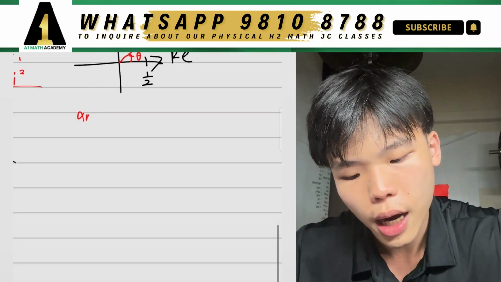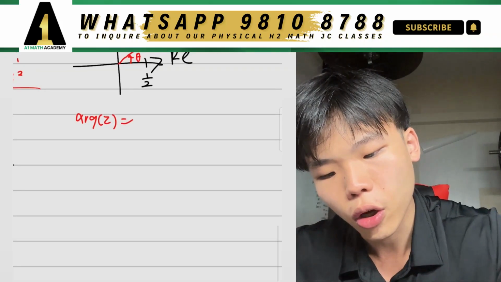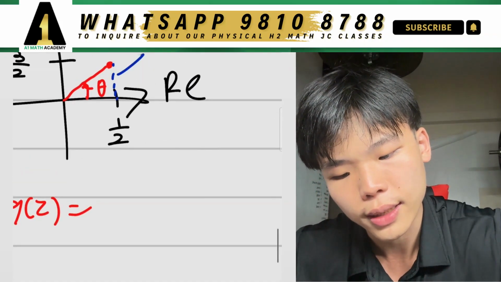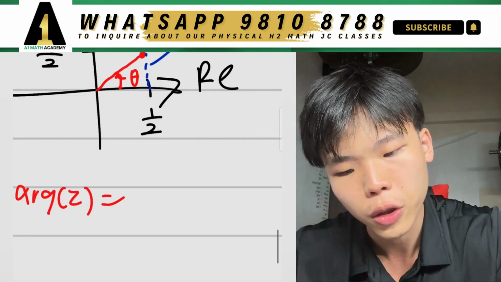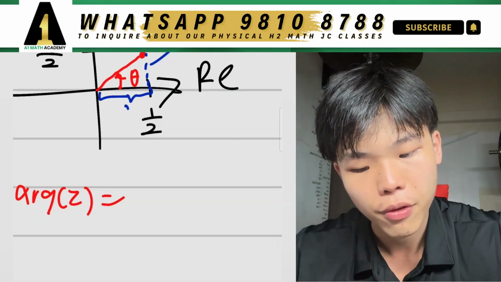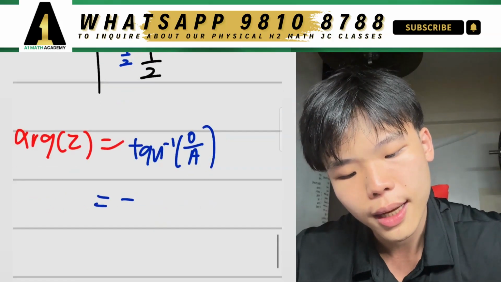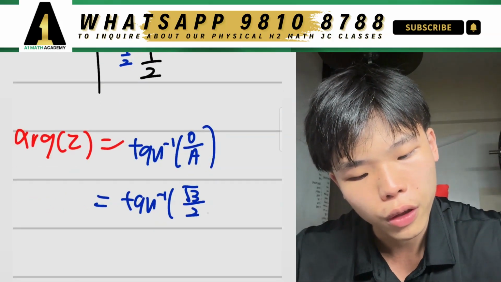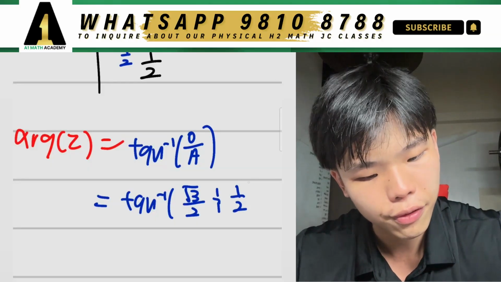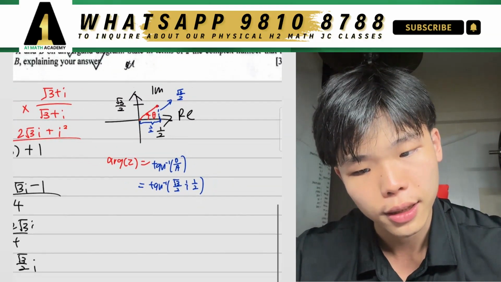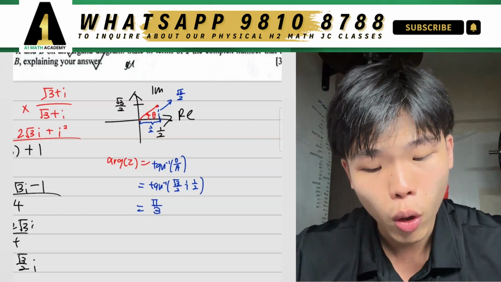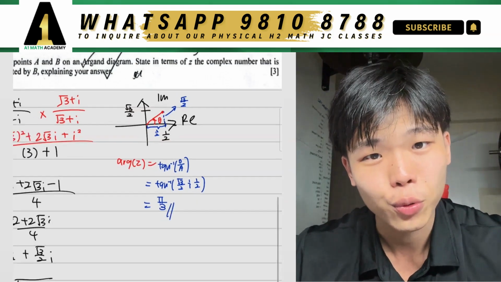So therefore, the argument of z would just be your tan inverse, because over here you can see that my opposite length is root 3 over 2 and my adjacent length is half. So it will just be tangent inverse of opposite over adjacent, which is tangent inverse of root 3 over 2 divided by half. When you key this into your calculator, you get a value of pi over 3. And that's the answer to this question over here.